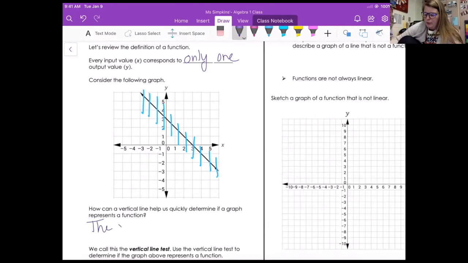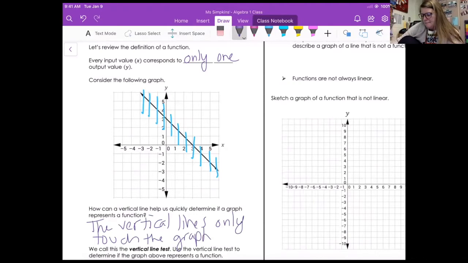So the vertical lines only touch the graph once. And this is called the vertical line test. Again, something we have discussed before, but I did want to remind you a little bit about it.